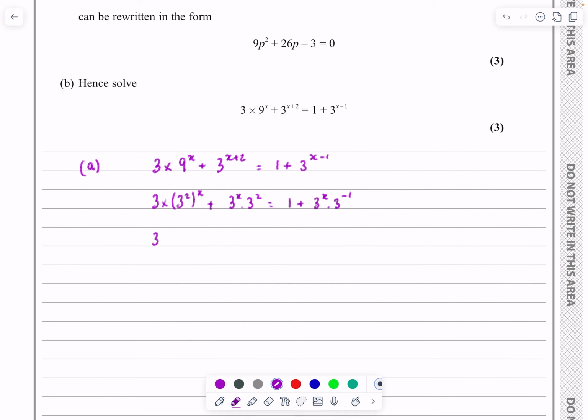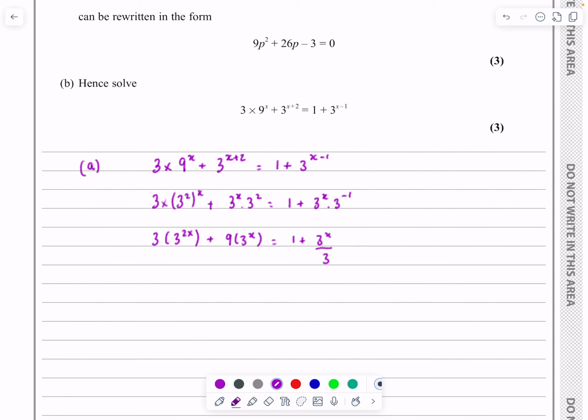Here, what I'm going to do is I'm going to call this 3 to the 2x. If you have a situation where you've got something raised to the power there, we multiply the powers out. With the 3 to the x 3 squared, I can call that 9 lots of 3 to the x. Remember, we want everything in terms of 3 to the x. And here equals 1 plus, and then this is 3 to the x divided by 3.